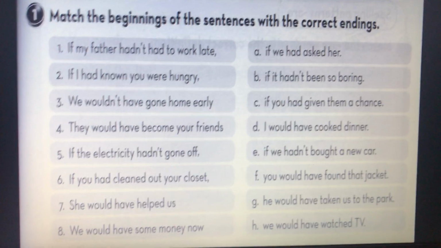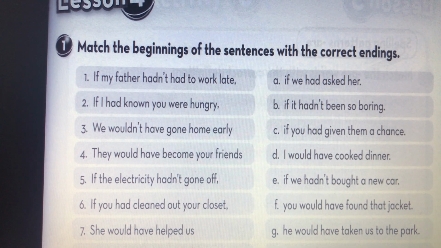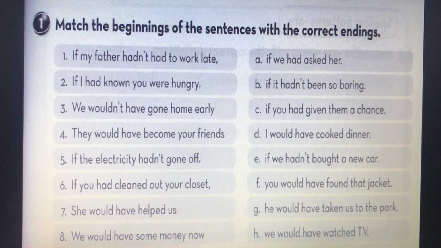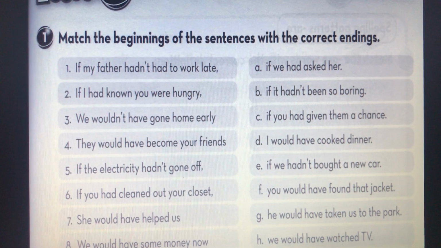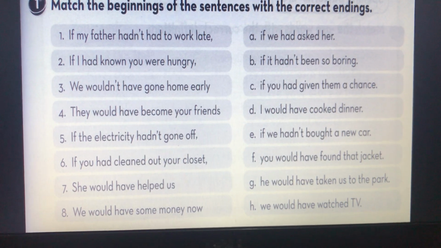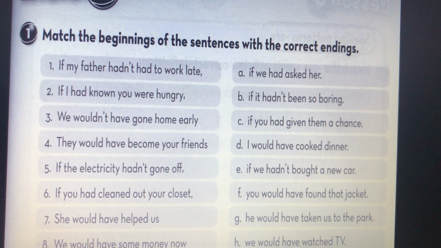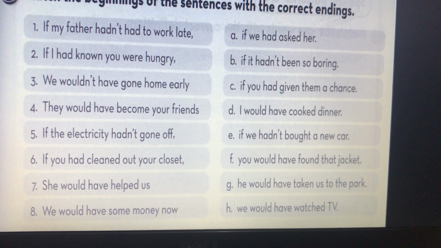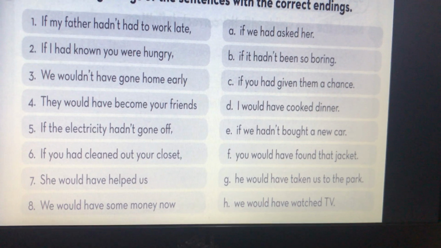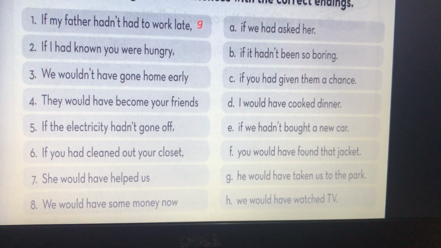Okay, now we are in the workbook. Look at this. Match the beginnings of the sentences with the correct endings. Look, we have 8 sentences. I'm going to do most of them and some will be left as homework. بعض الجمل الأخيرة سأتركها كواجب لكم. Let's check. Number 1, if my father hadn't had to work hard, what is the proper completion from the right part? ما هي التكملة المناسبة من الجزء الأيمن؟ Yes, he would have taken us to the park.